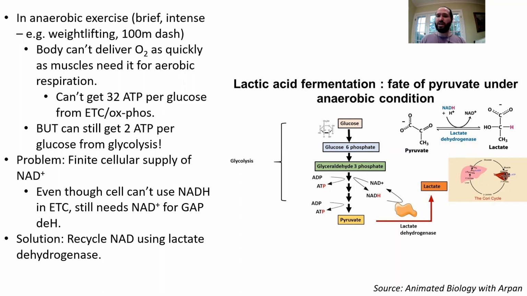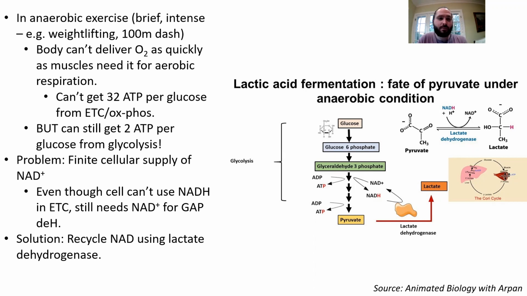And the reason is, if we just sent pyruvate through the bloodstream back over to the liver for the liver to do gluconeogenesis on it, we wouldn't be recycling our NAD plus. So that's why it's advantageous to first convert it to lactate, so our cell can continue to do glycolysis, as opposed to if we were to send pyruvate back to the liver, we would run out of NAD plus eventually.